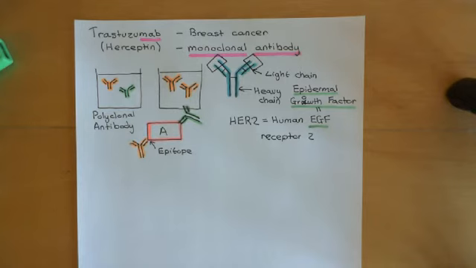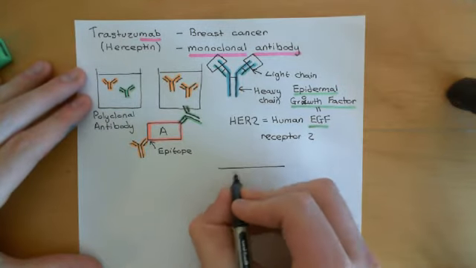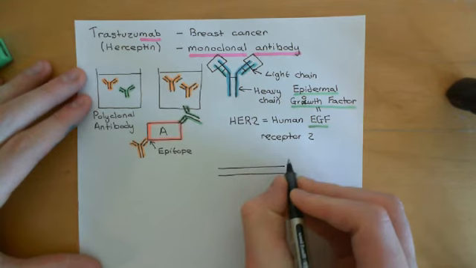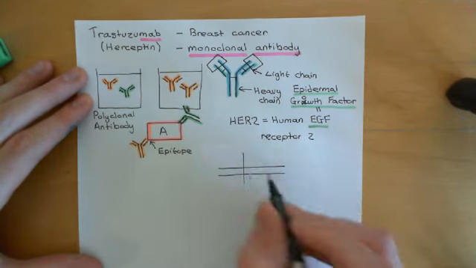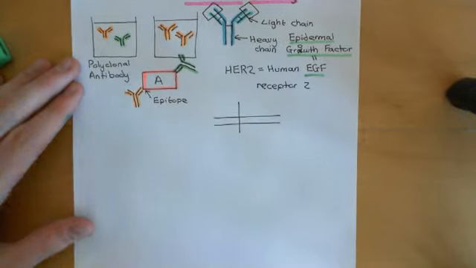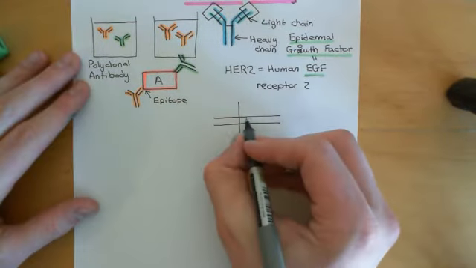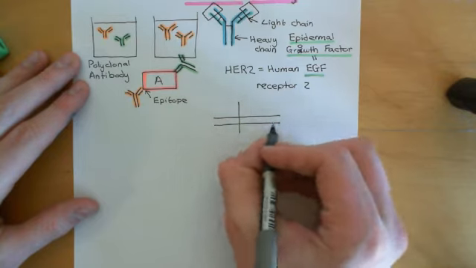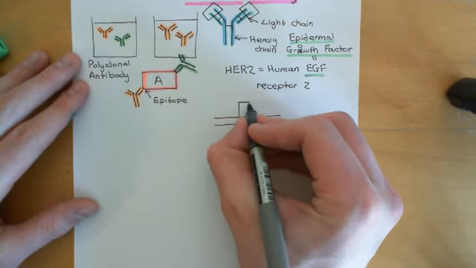Okay, we've specifically made a monoclonal antibody that binds to a specific epitope of HER2. So let me show this. HER2 is a receptor on the surface of cells. So let's say this is the cell membrane here. These 2 parallel lines now no longer represent a double-stranded piece of DNA. Instead, they represent the inner and outer leaflets of the phospholipid bilayer.